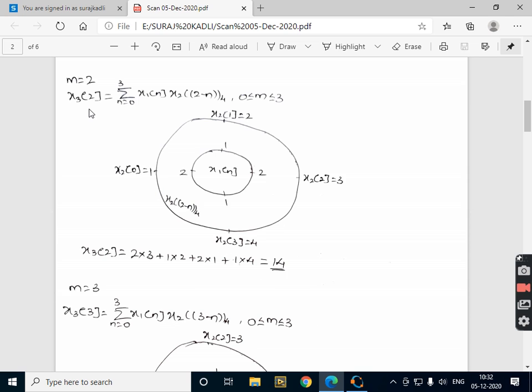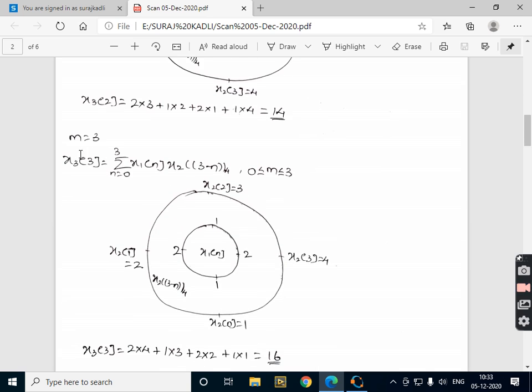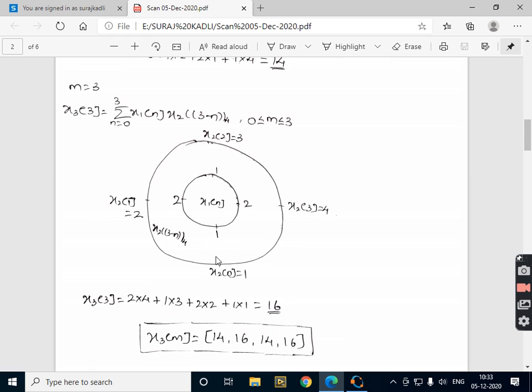to obtain the last two samples of the circular convolution. For m equals 2, x3 of 2 equals summation n equals 0 to 3 of x1 of n, x2 of 2 minus n. Now x2 of 2 minus n is a 2-unit shift in the counterclockwise direction compared to the circularly folded sequence x2 of minus n. So multiply the corresponding samples and add the partial products, and we get 14. The same way, we have repeated it for m equals 3 as well.